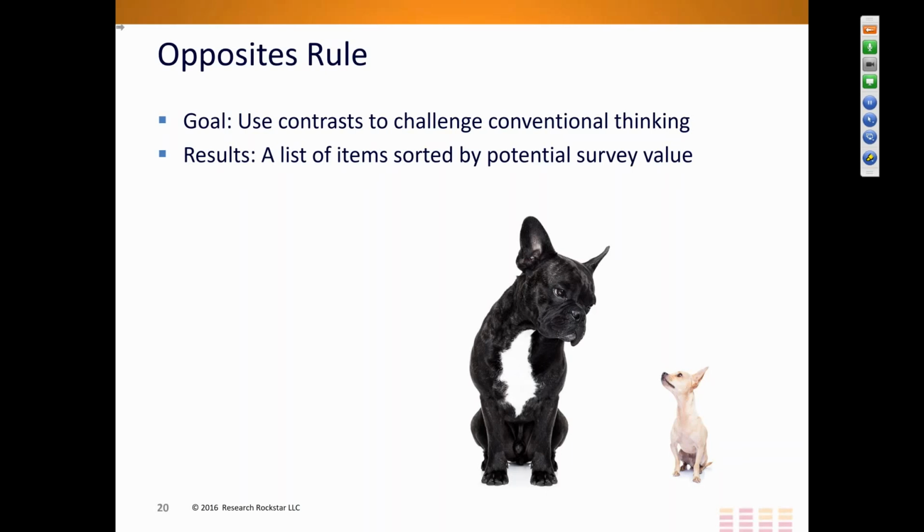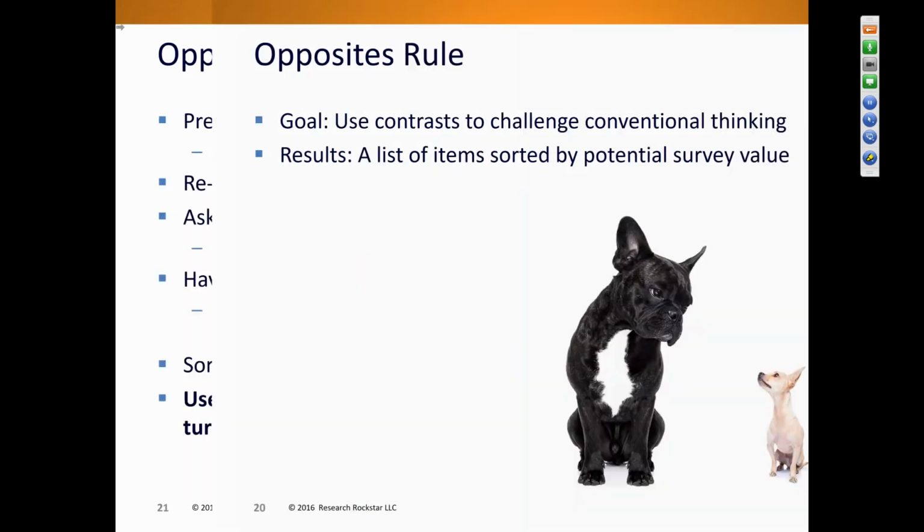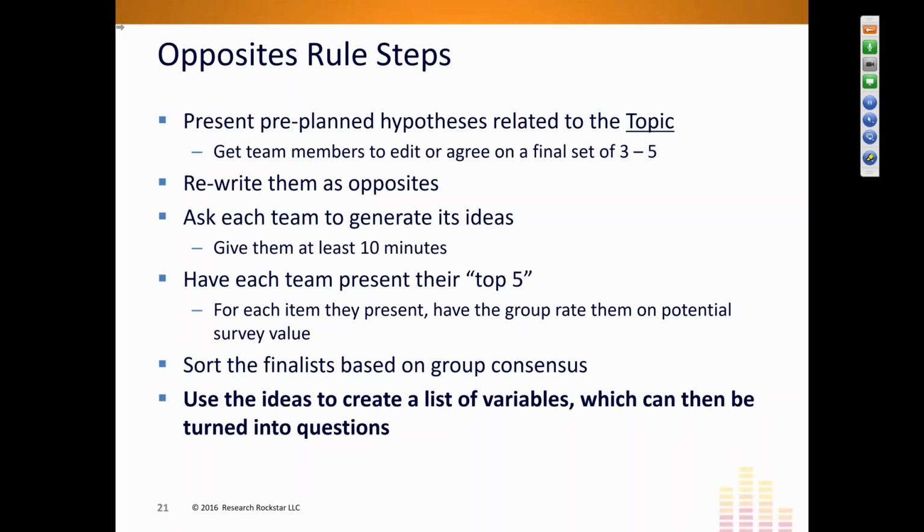This is called opposites rule. And in this case, we're going to use contrasts to challenge conventional thinking. At the end of the project or at the end of the exercise, you will have a list of items sorted by potential survey value. So here's our steps for the opposites rule. We are going to present some pre-planned hypotheses related to the topic.